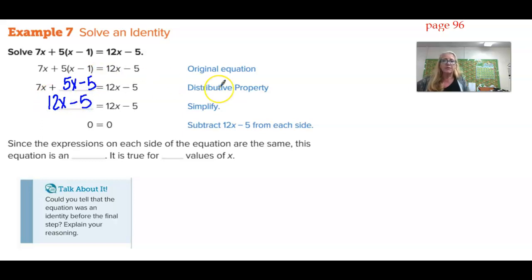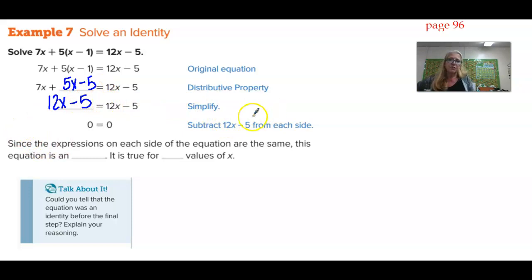And about now we were thinking, you know what, let's get all of our variables on one side. But when I look at the left side and I look at the right side, I go, you know what, these are identical. And they are. So this is actually an identity. Any number will work for x. X can be any number.